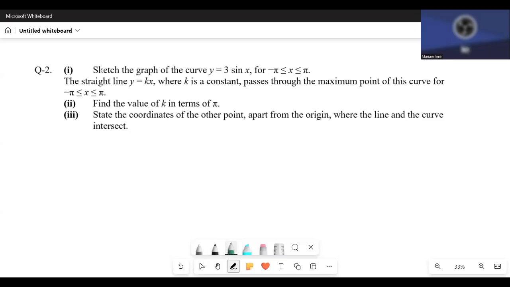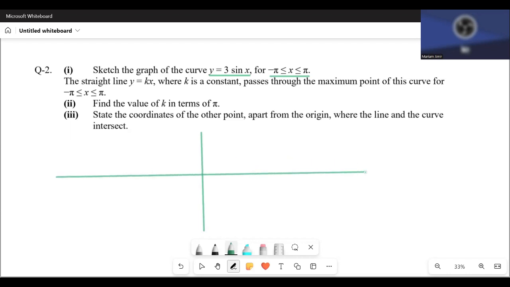Question number 2 says: sketch the graph of the curve y equals 3 sin x from minus pi to pi. Okay, so let's start. So this would be pi by 2, this would be pi, minus pi by 2, and minus pi.